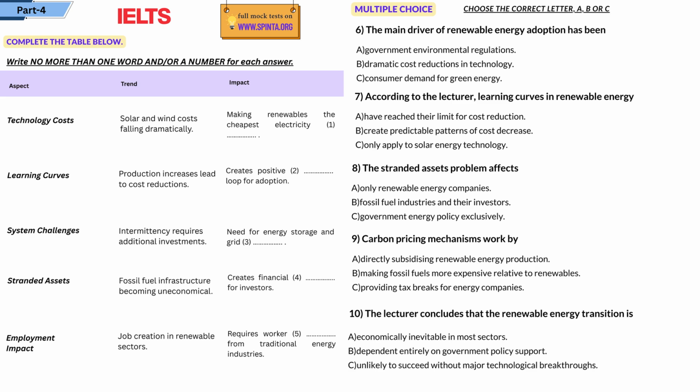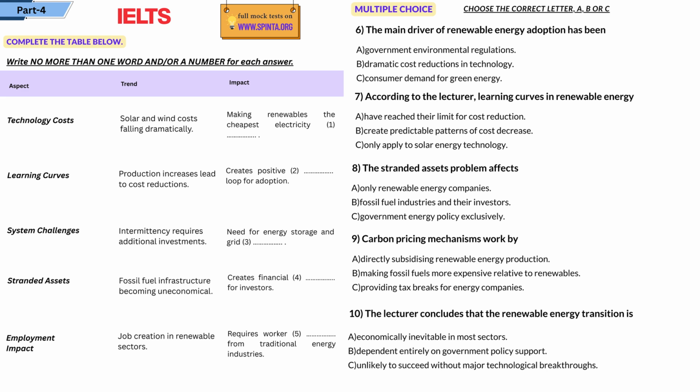The stranded assets problem poses major economic risks for fossil fuel industries. Coal plants, oil refineries, and gas infrastructure, built with decades-long operational lifespans, may become economically unviable much sooner than expected. This creates significant financial losses for investors and can trigger broader economic disruptions in regions heavily dependent on fossil fuel industries.